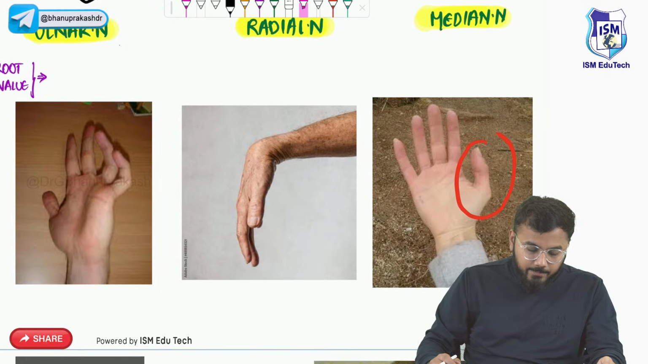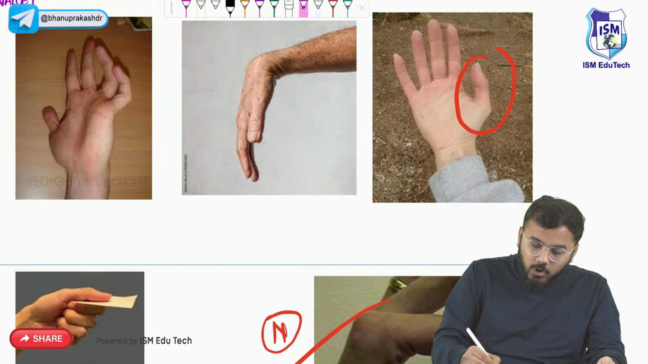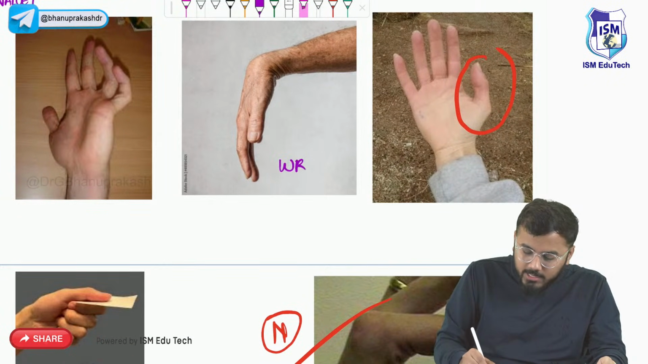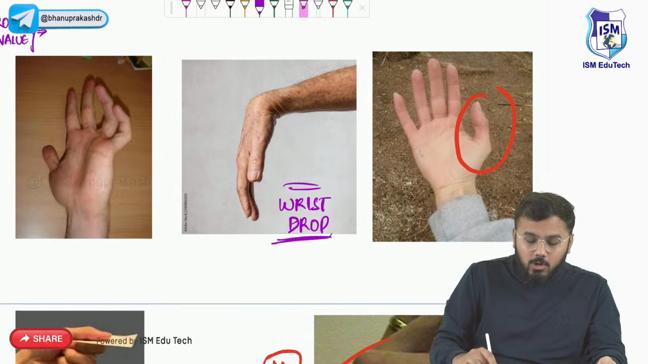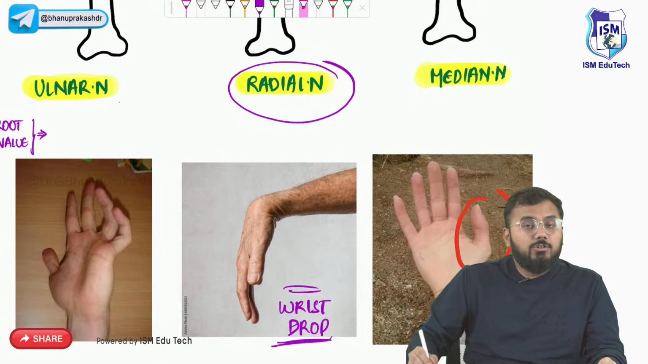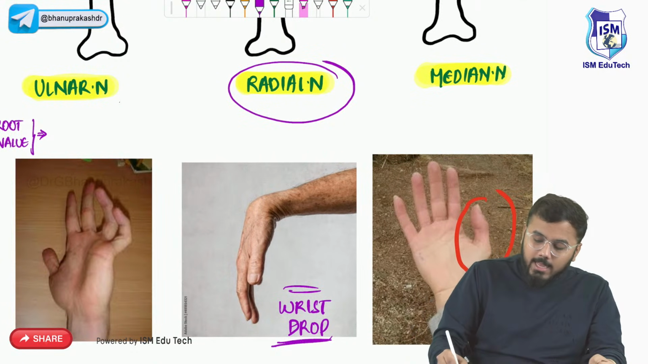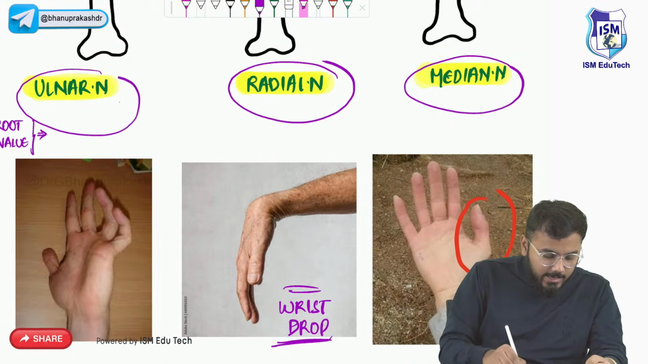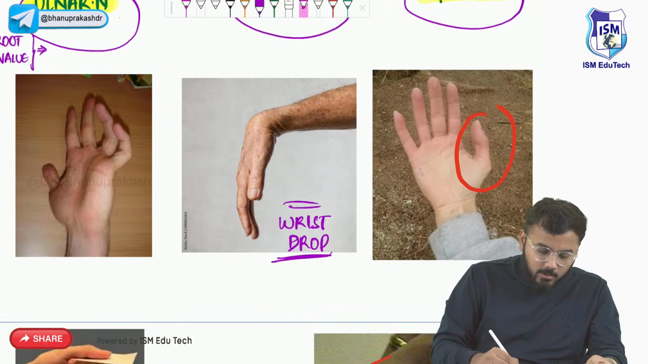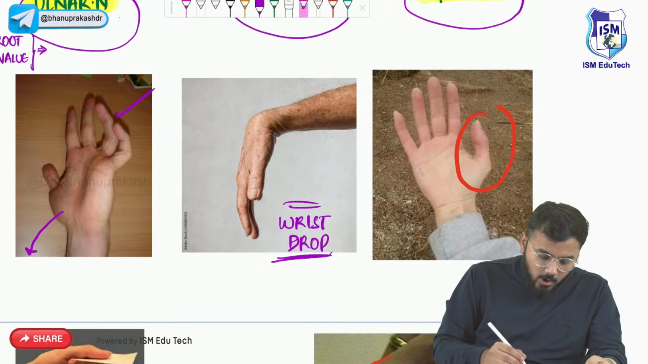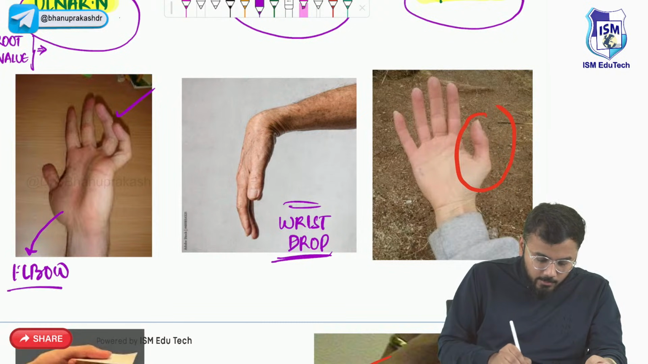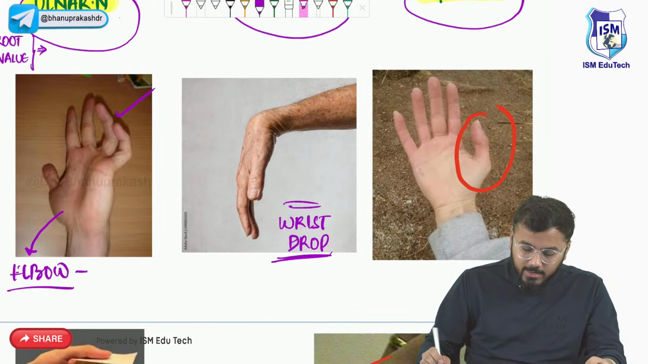So what is this condition called? This is called wrist drop. Wrist drop is because of radial nerve. And this is median nerve. And this is ulnar nerve. Ulnar nerve, this type of claw hand is at the level of the elbow. ये याद रखो. This is at the level of the elbow.